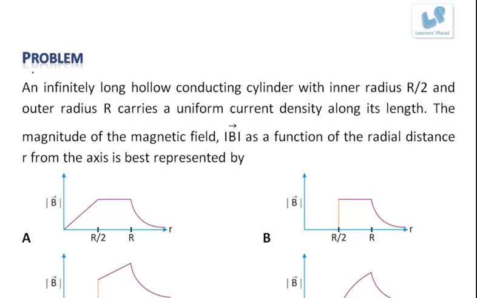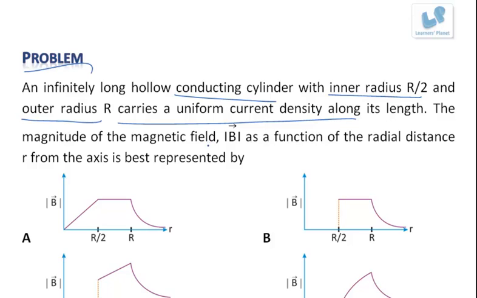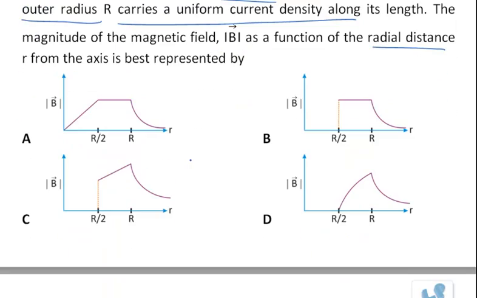Now let us look at the next problem. An infinitely long hollow conducting cylinder with inner radius R/2 and outer radius R carries a uniform current density along its length. The magnitude of the magnetic field as a function of the radial distance r from the axis is best represented by... Okay, now let us understand the situation.